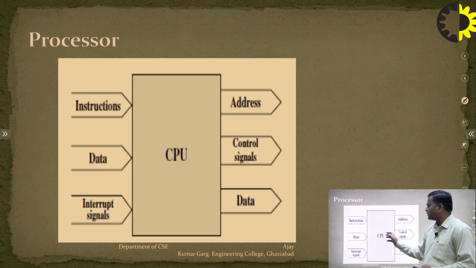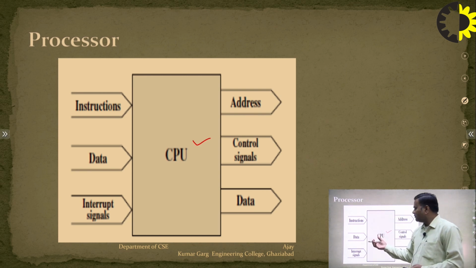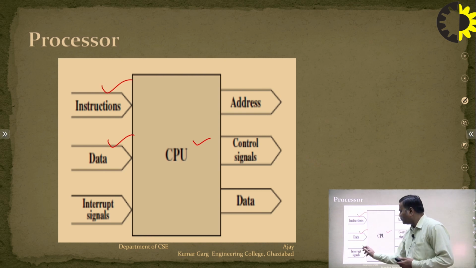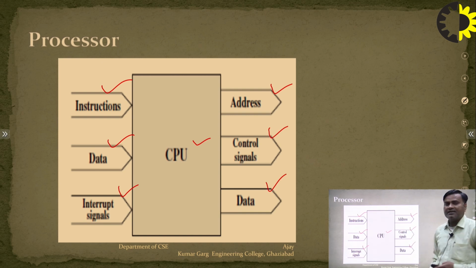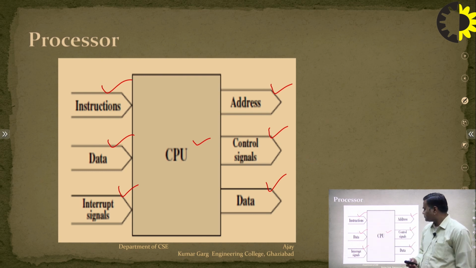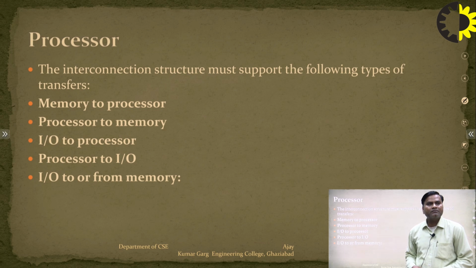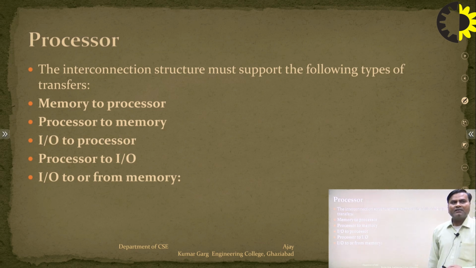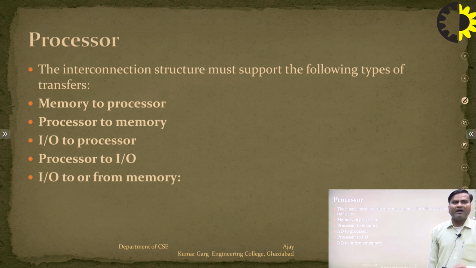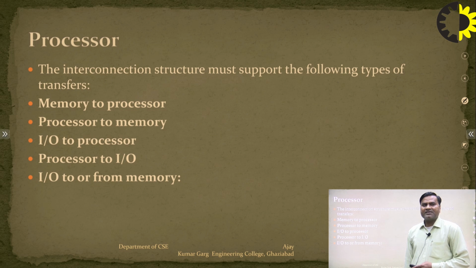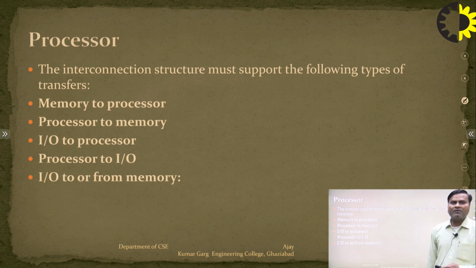This is the CPU, that is the central processing unit. In the CPU, an address bus is required, a data bus is required, and control signals are generated from the control unit. If we talk about the processor, the interconnection structure must support the following transfers: memory to processor, processor to memory, I/O to processor, processor to I/O, and lastly I/O to or from memory.